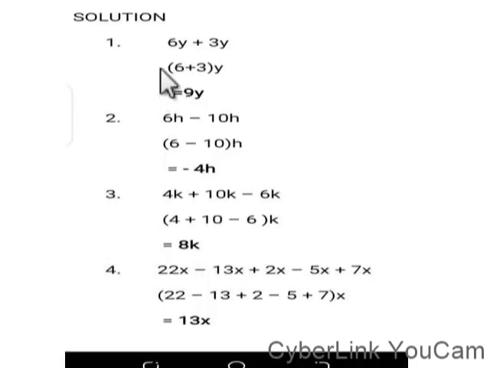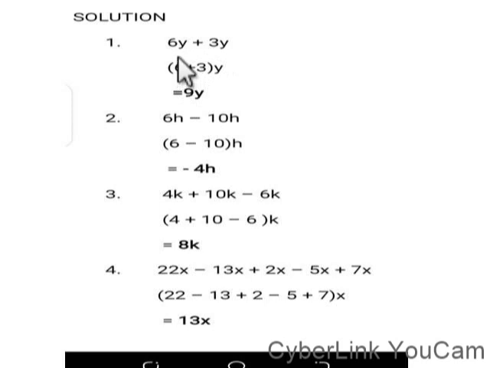Question number 1. Here we have 6y plus 3y. Just like I said, they have the same alphabet. For that reason, they are called like terms. So we can evaluate them together in terms of addition or subtraction. Alright, so looking at it here, we have 6y plus 3y. I add both of them in bracket because they share y in common.